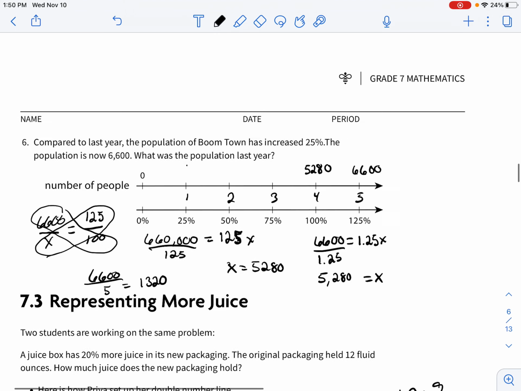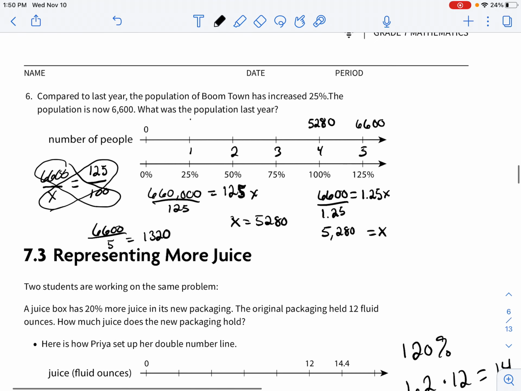Okay, last one of these double number lines. This one says, compared to last year, the population of Boomtown has increased 25%. The population is now 6,600. What was the population last year? So we set up, we know that 6,600 is a 25% increase. Therefore, it's 125% of what was there last year.